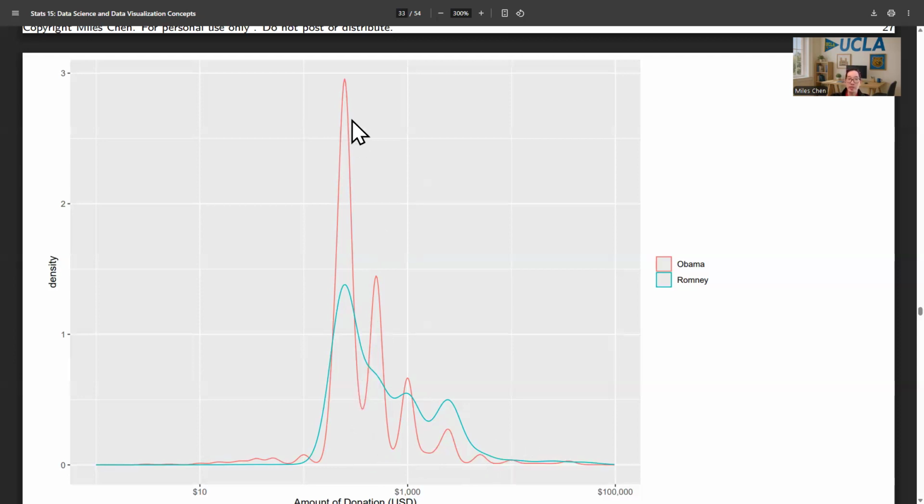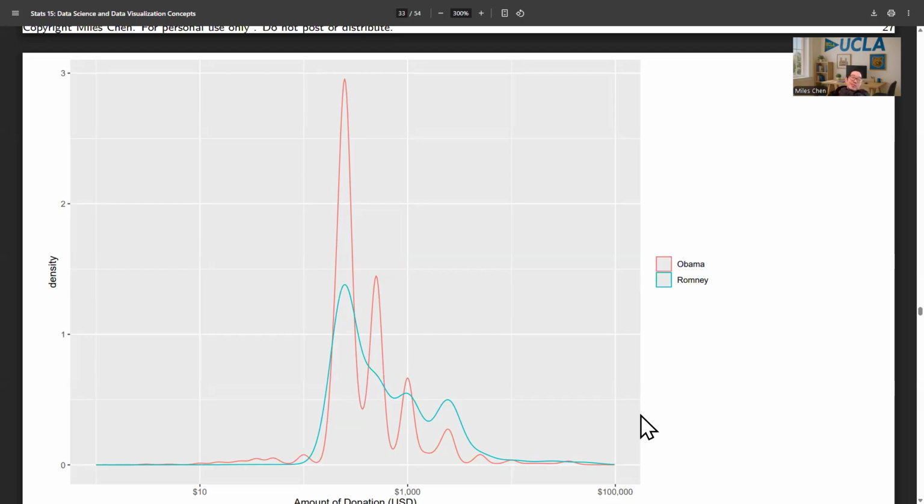We see a much higher peak around 200 for Obama versus Romney, whereas for Romney we have quite a few more donations around 2,000 than Obama had around 2,000. So the Obama line has much higher peaks below 1,000, and the Romney line is much taller above 1,000.